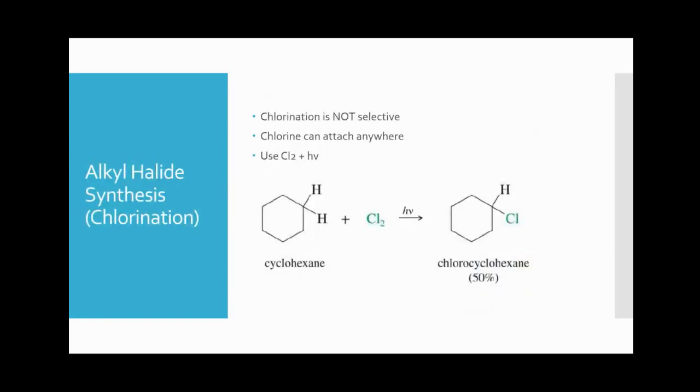All right, so chlorination is when you use Cl2 and light, or hv. An important thing is that it's not selective. You can attach it anywhere. So for this one, cyclohexane, the Cl2 can attach to any one of these 6 points.